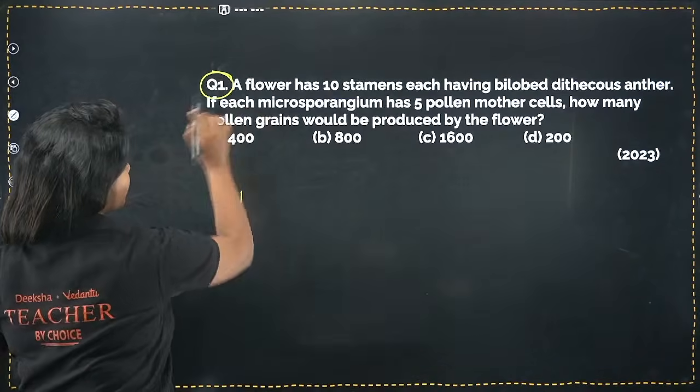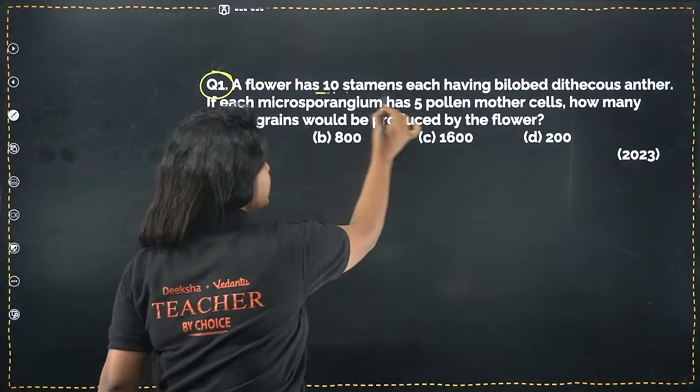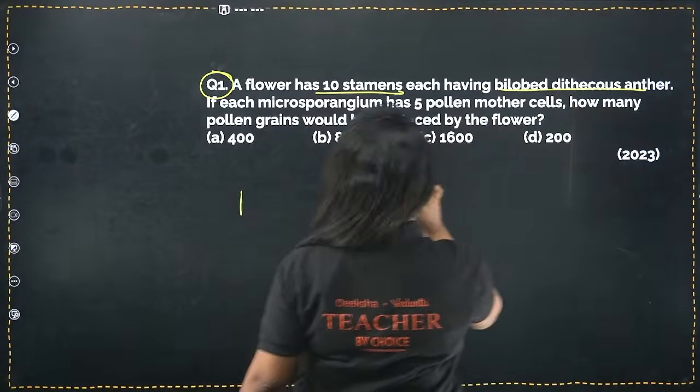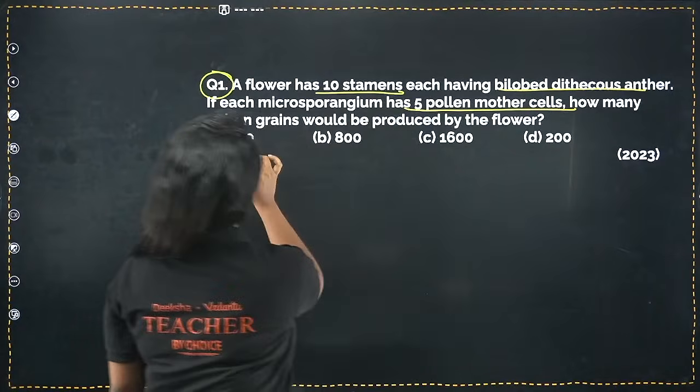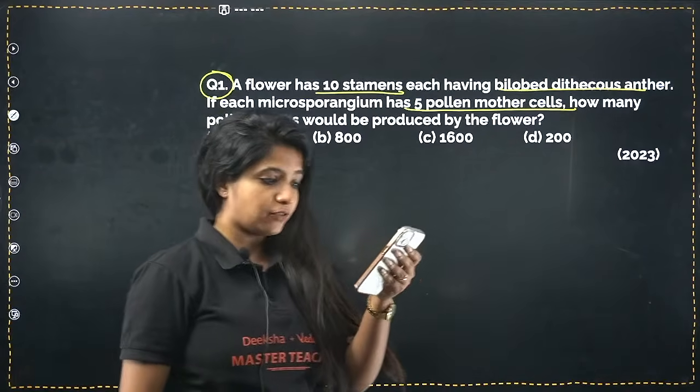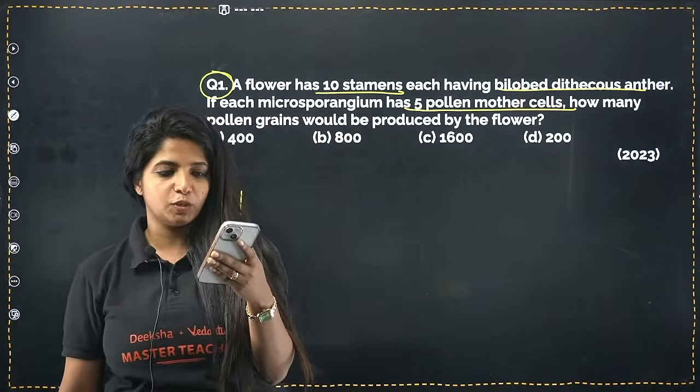Thank you so much. So first question goes like this: a flower has 10 stamens, each having bilobed dithecous anther. If each microsporangium has 5 pollen mother cells, how many pollen grains would be produced by the flower? What do you think is the answer for this particular question?